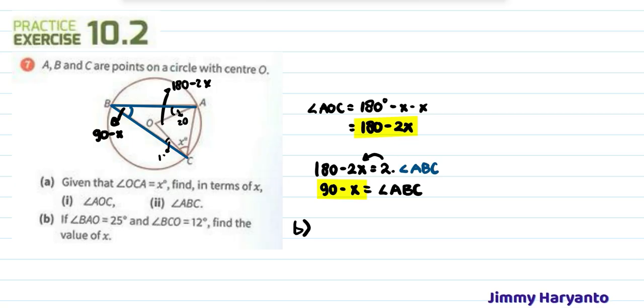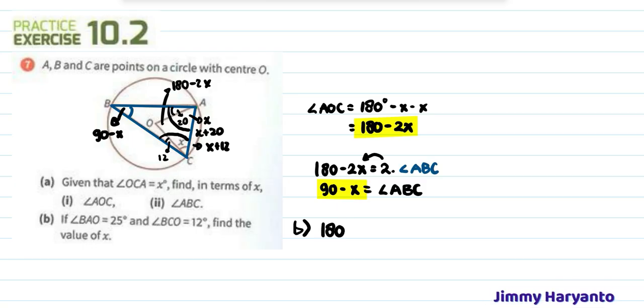...is 12. Find the value of x. Okay, so first, let's use this triangle, the blue triangle. We already know that this one is x. That means this whole angle will be x plus 20, and this whole angle will be x plus 12.